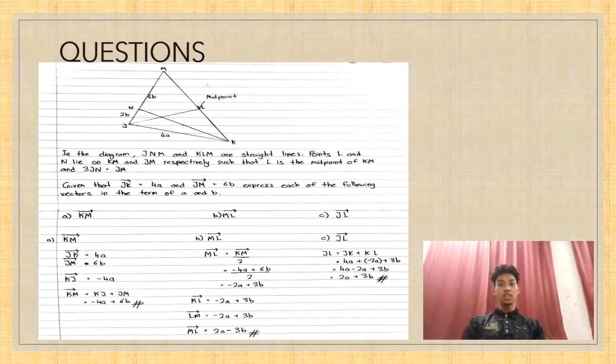For the question, we only use the equation JL equals JK plus KL. JK is 4a and KL is negative 2a plus 3b. So we just add in the equation, 4a plus negative 2a plus 3b. From this equation, we can already solve it. And lastly, the answer is 2a plus 3b.